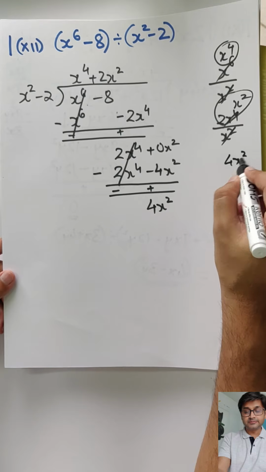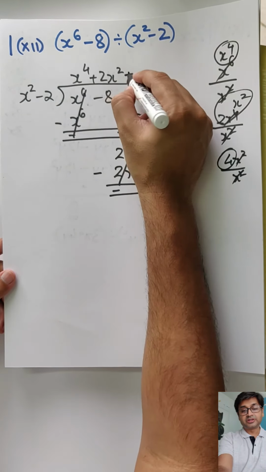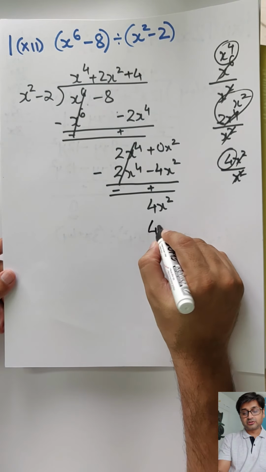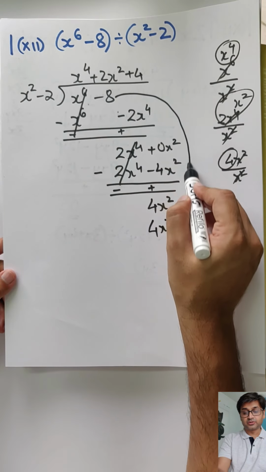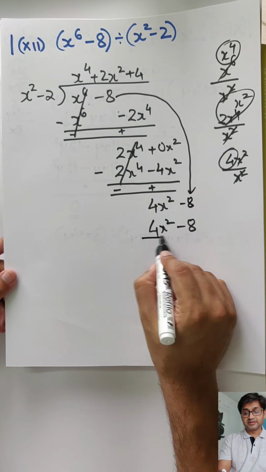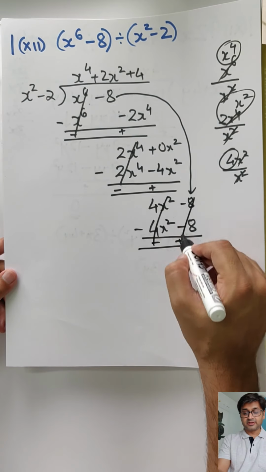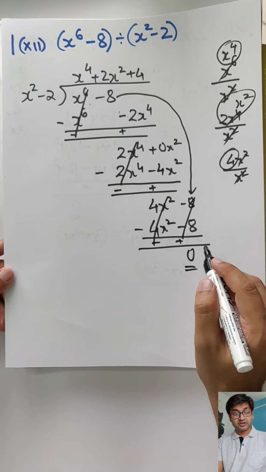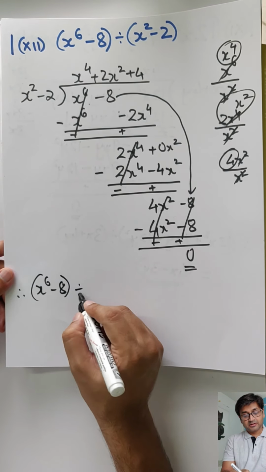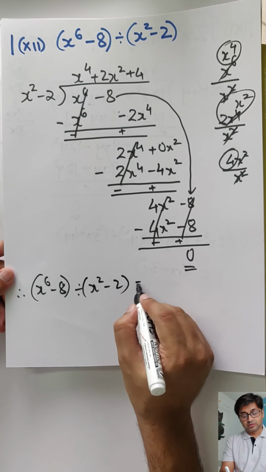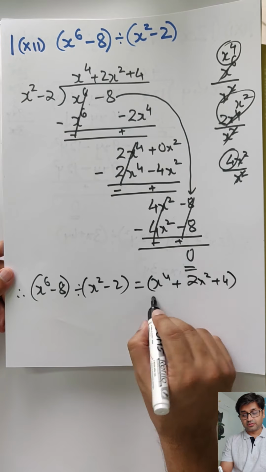Now 4x square with x square cancel. So what is left is 4. No sign, so plus 4. So 4x square plus into minus, minus 8. Now is the time to get this one down here as minus 8. Signs will change. So plus minus cancel, minus plus cancel. So what I get is a 0. And therefore I can say x6 minus 8 divided by x square minus 2 is equal to x4 plus 2x square plus 4. There you go.